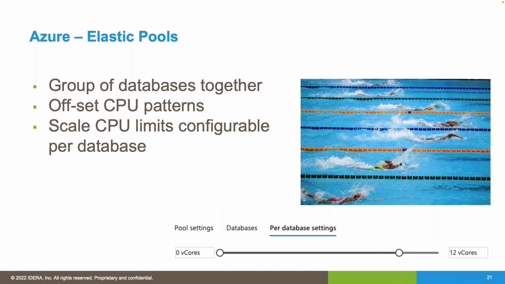Those CPU resources I can set limits on, and so that pool could be set to say 16 cores. Those 16 cores can be used across all the databases, but I can specify a limit from a per database setting. So out of those 16, I can say any one database can use 12 cores, as you can see in the example. It's just a slider option in the Azure portal. You can slide that up and down, so that one database can't throttle the others.